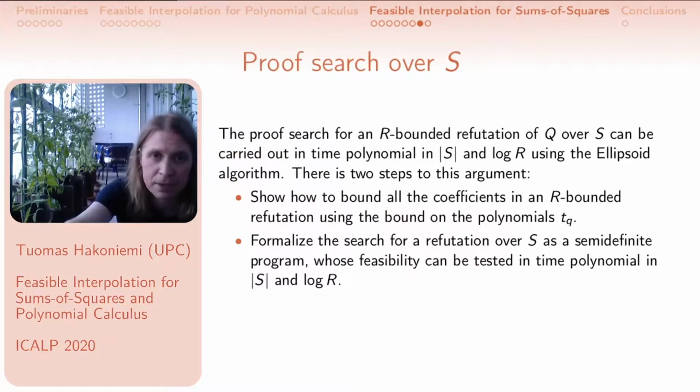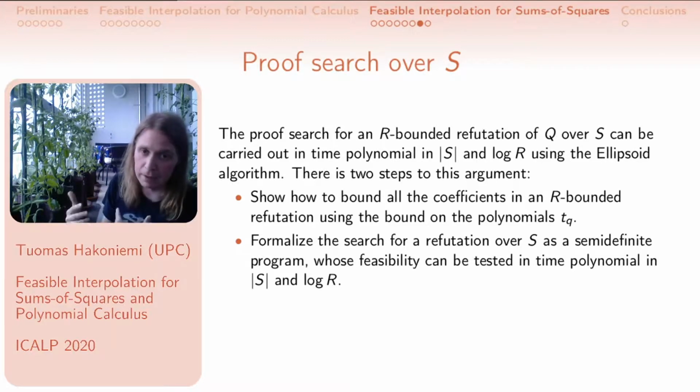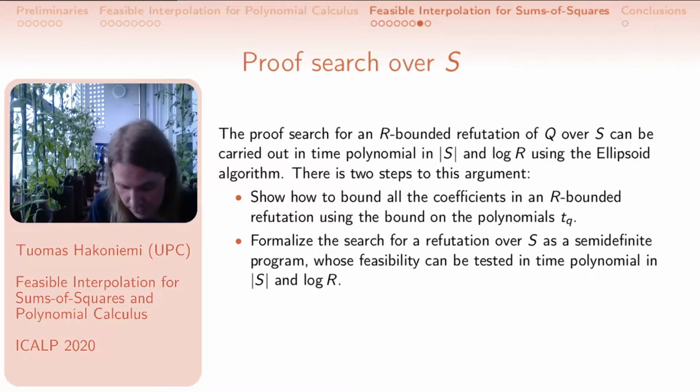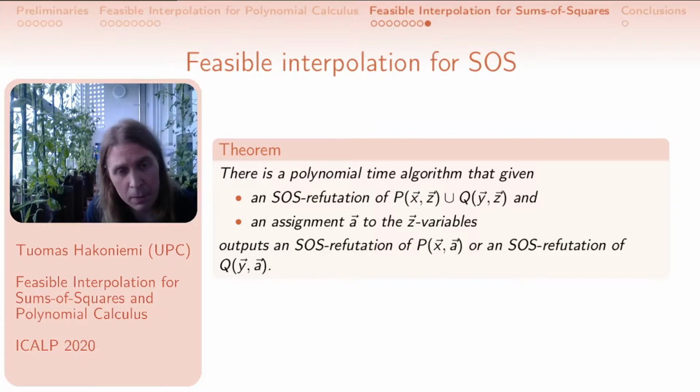Okay. So now, for a proof search, we use the ellipsoid algorithm, and here the explicit bound on the coefficients was important to narrow down the feasible region to guarantee a polynomial runtime for the search. So there are two steps to this argument. First of all, use the bound on the lifts of the axioms to bound all the coefficients in a refutation. So this is some linear algebra. Then formalize the search for a refutation over S as a semi-definite program whose feasibility can then be tested in time polynomial in the size of S and the logarithm of R. And as a consequence of this, we get the feasible interpolation for sums of squares as stated here.